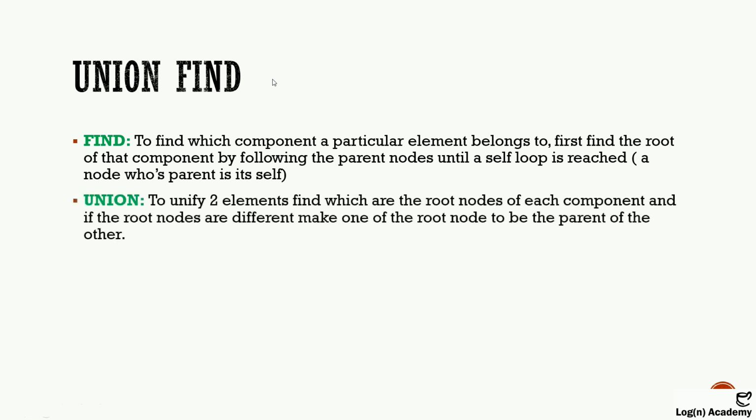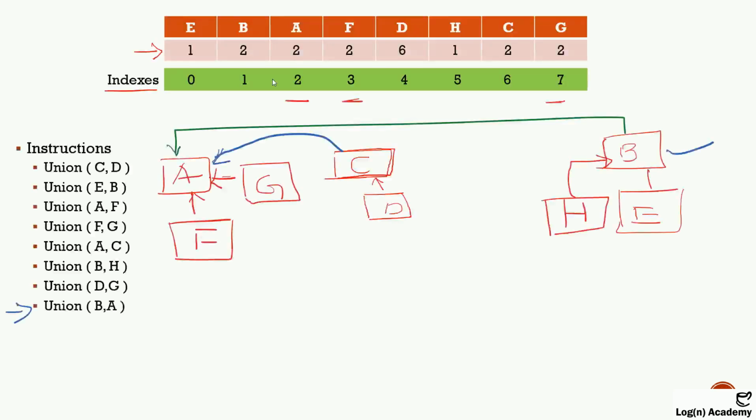Okay, the next point is find. To unify two elements, find the root nodes of each component, and if the root nodes are different, make one of the root nodes the parent of the other. We did the same here, as you can see. For B, we referred B to A. In the same way, C is also referring to the root node of an element.